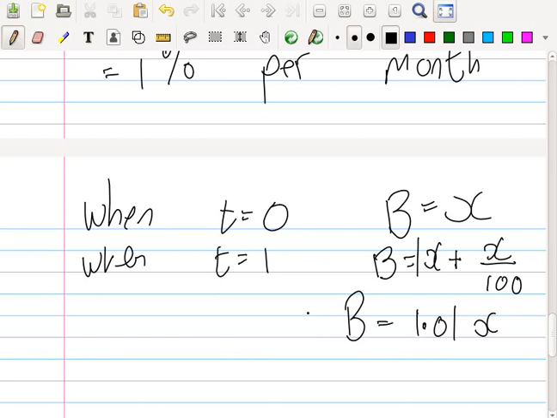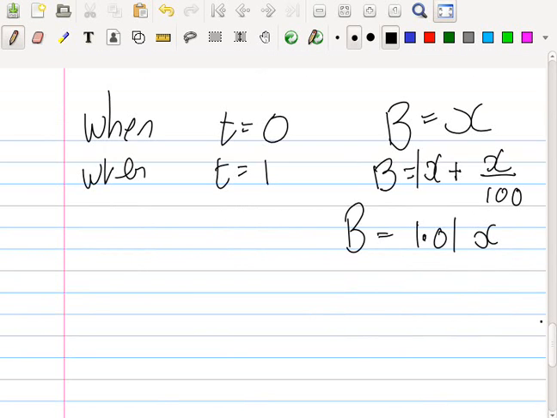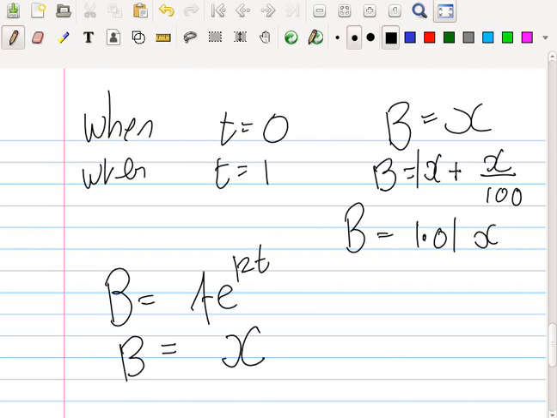Yep, I know it's correct. I have no doubt of that. Okay, now let's put it into our model. So, bank balance equals A e^(Kt). Let's take a shortcut here. We know what the A is going to be. What's it going to be? X, because that's what's first.